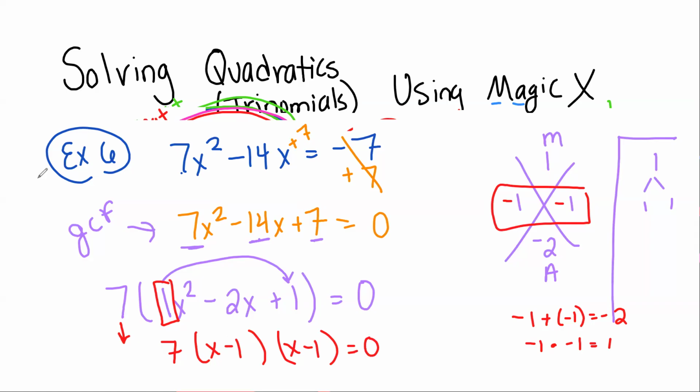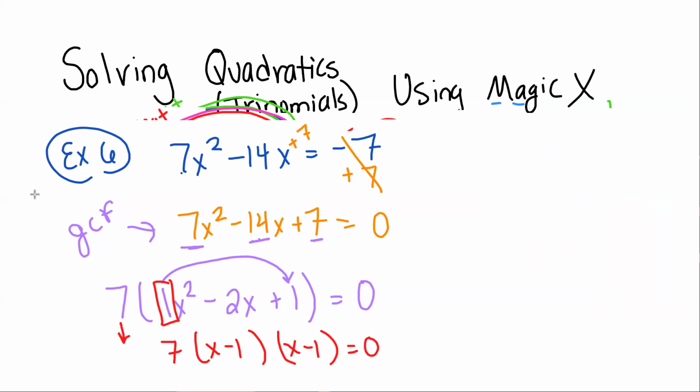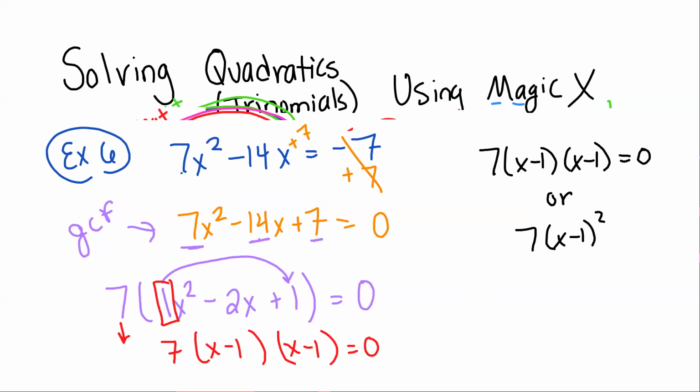Okay, so we technically have 3 factors for this. I'm going to have to erase here just for room. We have 3 factors. We have 7, x minus 1, and another x minus 1, and it still equals 0. You can leave it like this, or you can do 7x minus 1 twice. It doesn't matter, you do you. They're all going to get set to 0 either way.